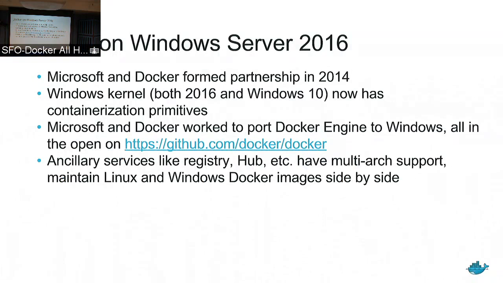And then in parallel to the work on the core engine, we've been working to make sure that all the other services that you use if you use Docker, like Docker Hub or the registry, are what we call multi-arch aware, which means that you can store Windows and Linux images and all sorts of other images actually on Docker Hub and in the registry. And it's a good experience.